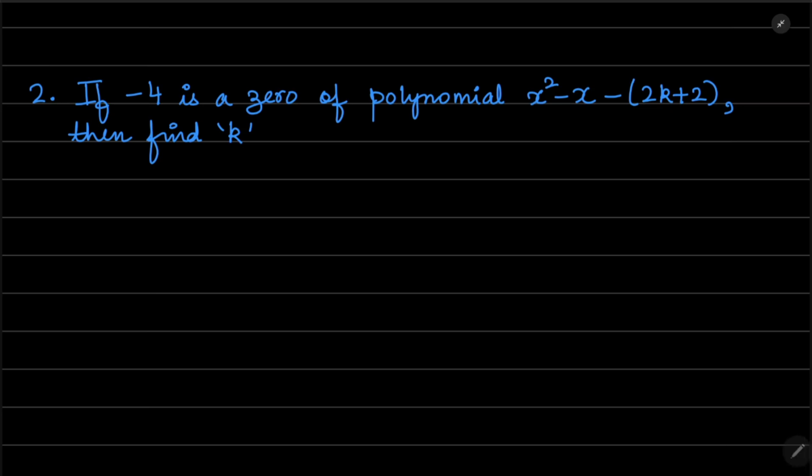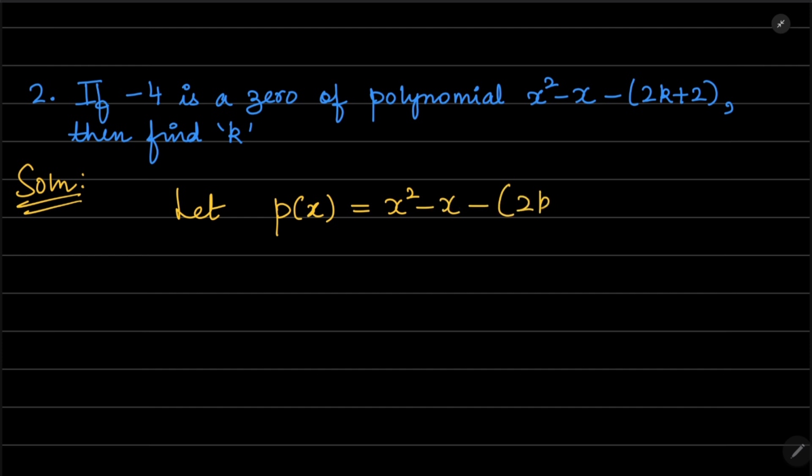Now, moving on to the second question. If minus 4 is a 0 of the polynomial, you are given a polynomial x square minus x minus of 2k plus 2, then find k. So, first of all, let us write what is the given polynomial. So let p of x be x square minus x minus of 2k plus 2.